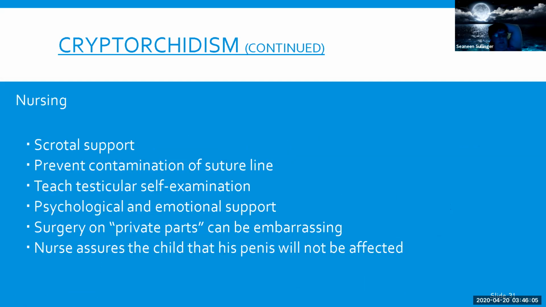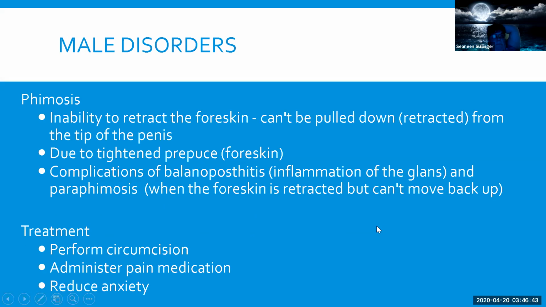So we should provide scrotal support. Again, post-op, checking for infection, prevent contamination of the suture line. One of the things that we can do that we probably don't do enough is teach testicular self-examination starting at an earlier age, providing emotional support, and remembering, depending on how old the child is, could be a couple years old, and for the parents as well, it can be sort of an embarrassing situation. And remember developmentally where the child is when explaining things, because they'll be scared.